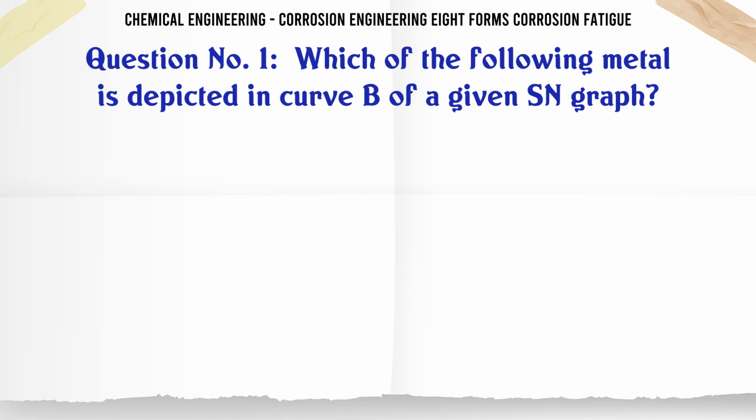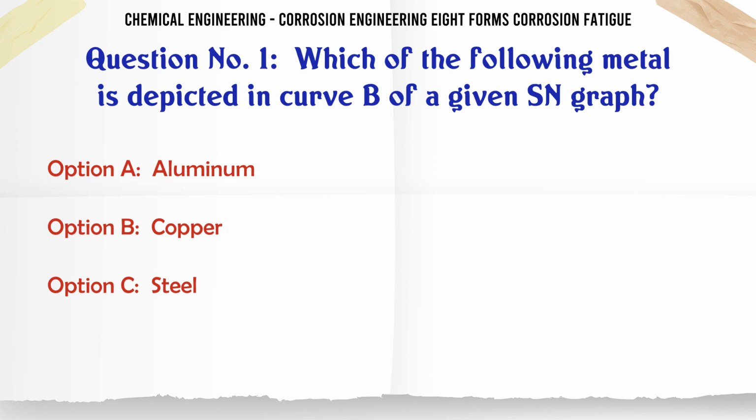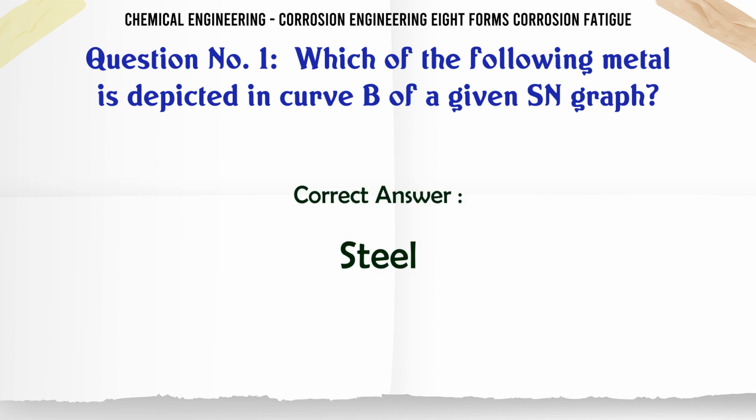Which of the following metal is depicted in curve B of a given SN graph? A. Aluminum. B. Copper. C. Steel. D. Zinc. The correct answer is steel.